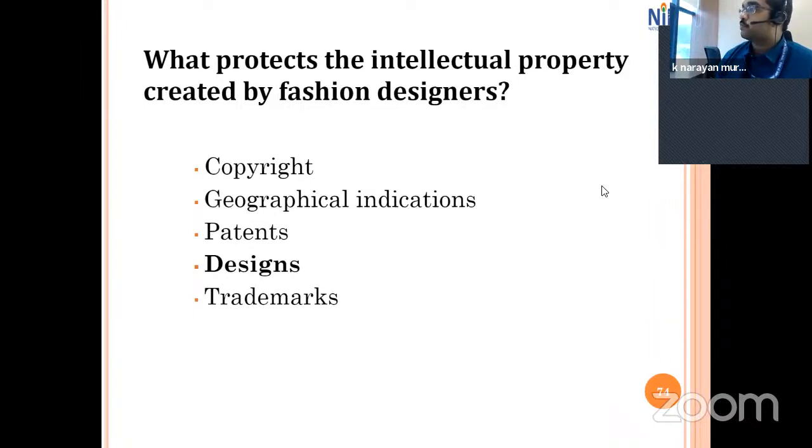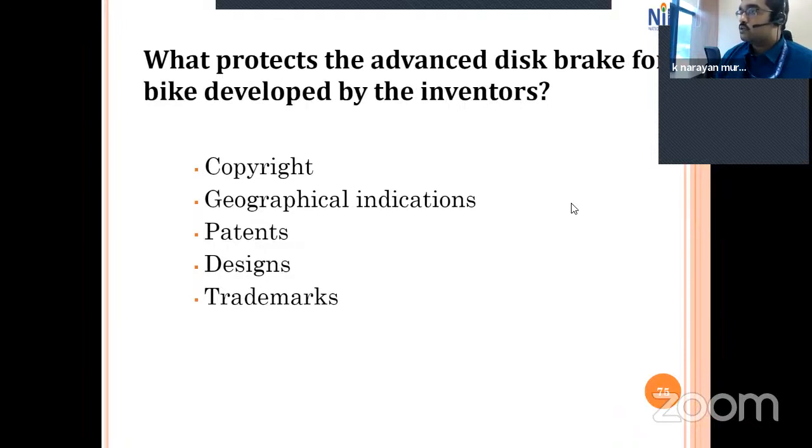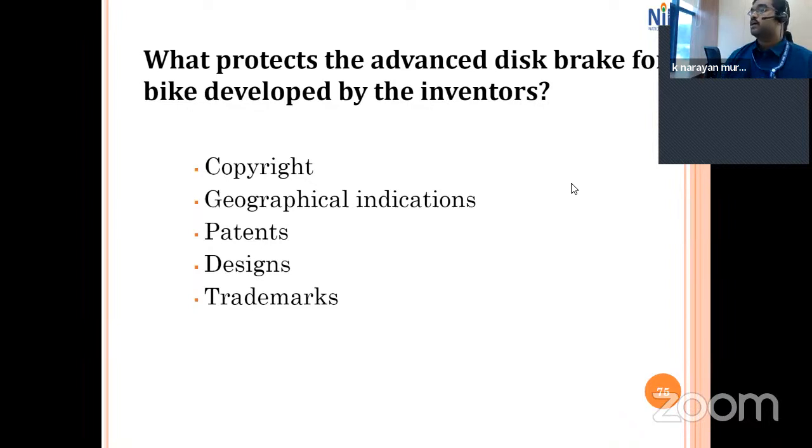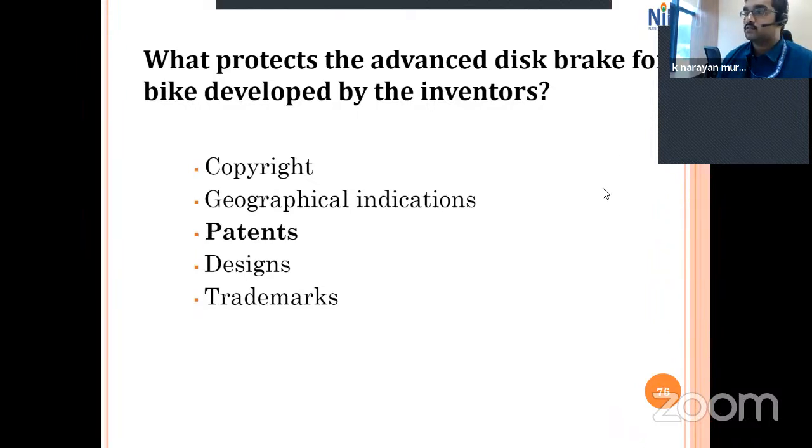What is this intellectual property first of all? Sneha, yes, the answer is designs. So what protects the advanced disc brake for bike developed by inventors? There is some kind of technology involved over here. Advanced disc brake. And this is inventors. There is something known as true and first inventor. Section 2(1)(y) of the Patents Act talks about inventors. So this is patents. Yes, Rishit, Aishwarya, Om. The answer is patent. Patent is the right answer.